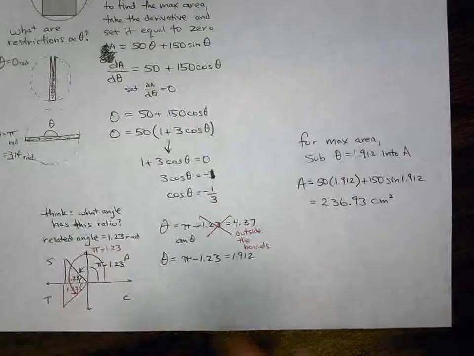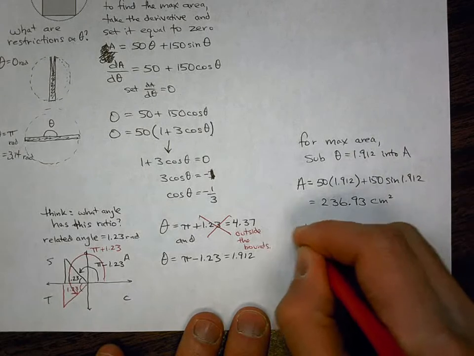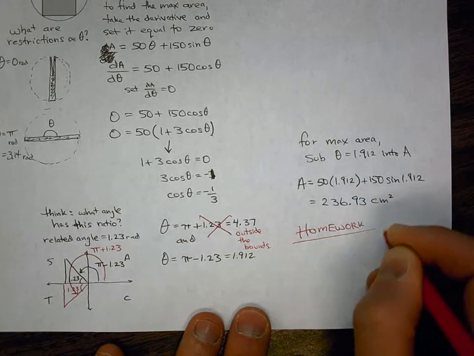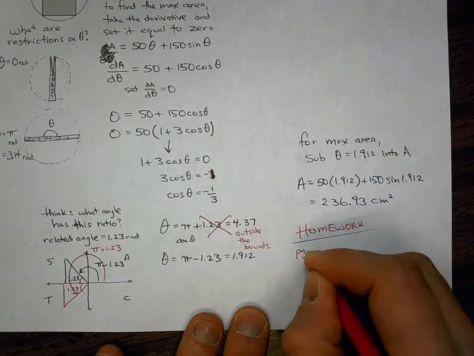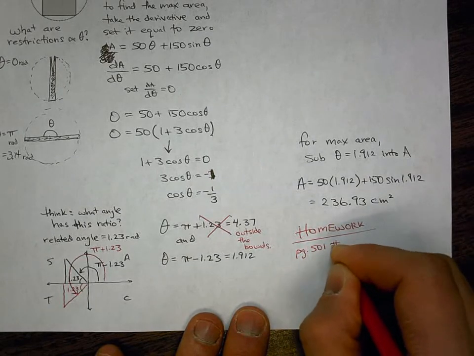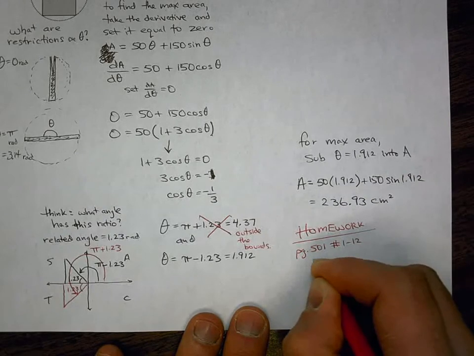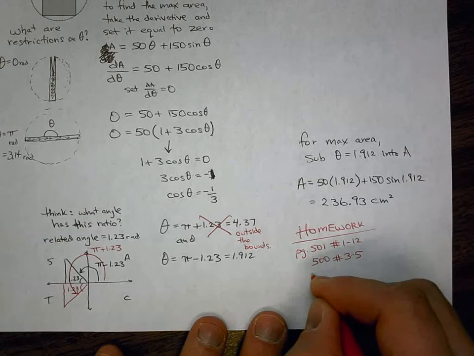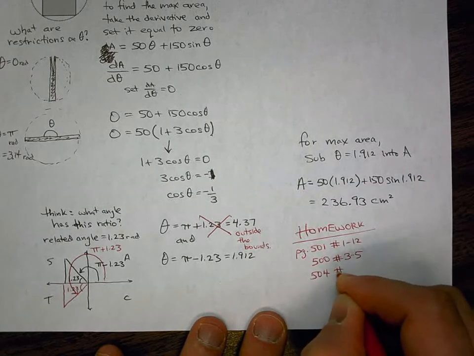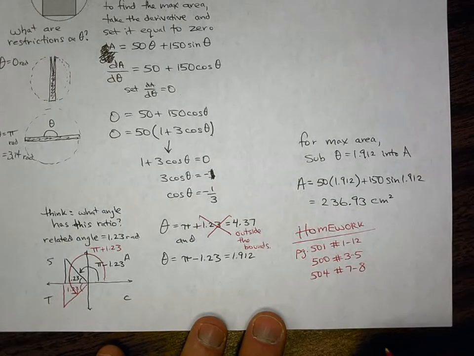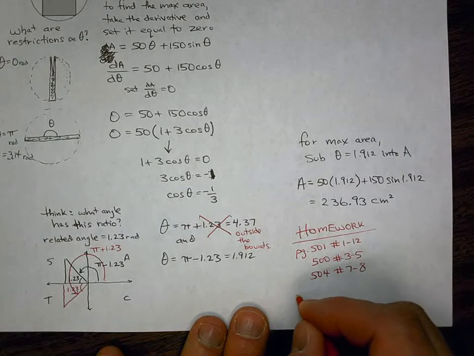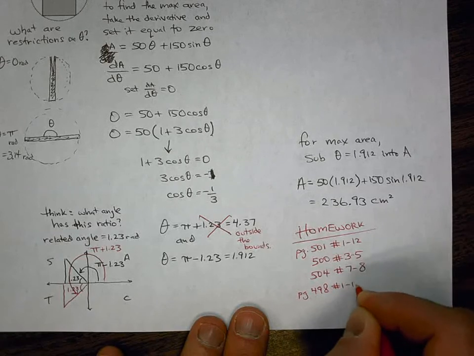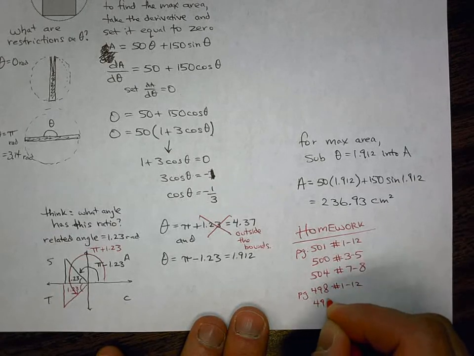Your homework for this section is page 501, number 1 to 12, page 500, number 3 to 5, and 504, number 7 to 8. So there's a hodgepodge of things there. There's some optional homework, which is page 498, numbers 1 to 12, and 499, numbers 1 to 2.